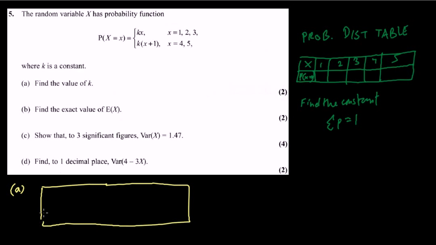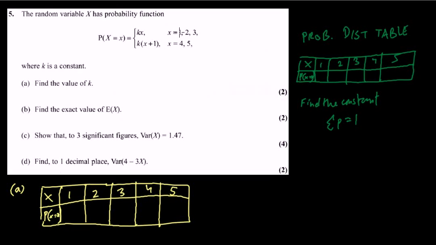So we'll have the random variable is 1, 2, 3, 4 and 5, and every probability is given here. So for 1 we have to use this probability rule, kx. So x is 1, it would be k. For 2 it would also be kx, meaning 2k. For 3 it would be kx, meaning 3k.